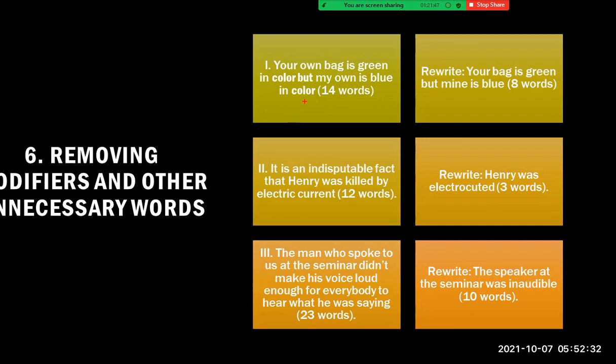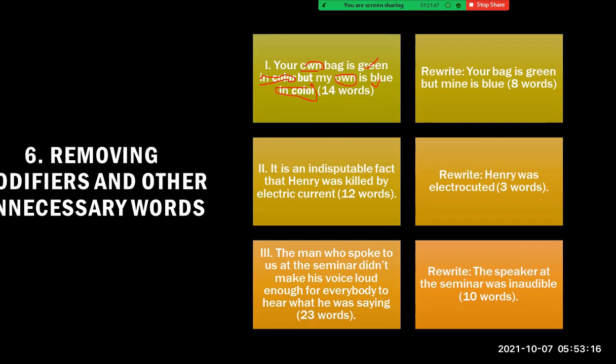Example number 1: your own bag is green in color, but my own is blue in color. So "your own bag", the "own" is unnecessary. "Your bag" can do. "Green in color", all right? This is tautological. Once you have "green", that is enough. So "in color" is unnecessary. "Own" is unnecessary. And then "my own", this is also unnecessary. And once we have "blue" here, then this is also unnecessary.